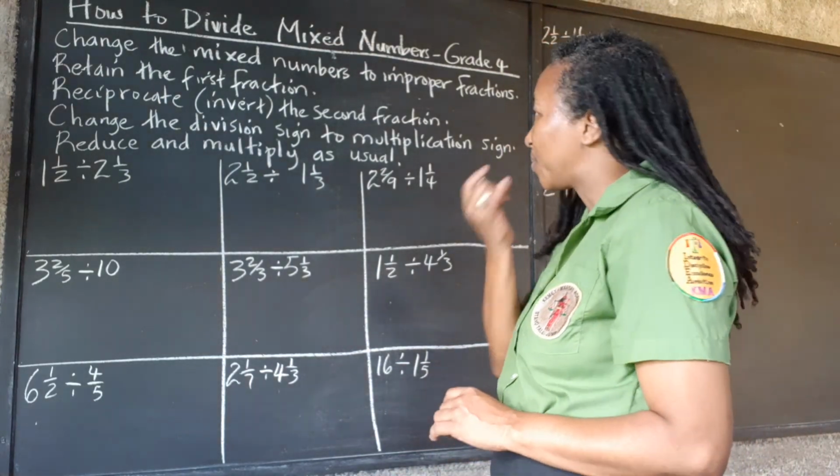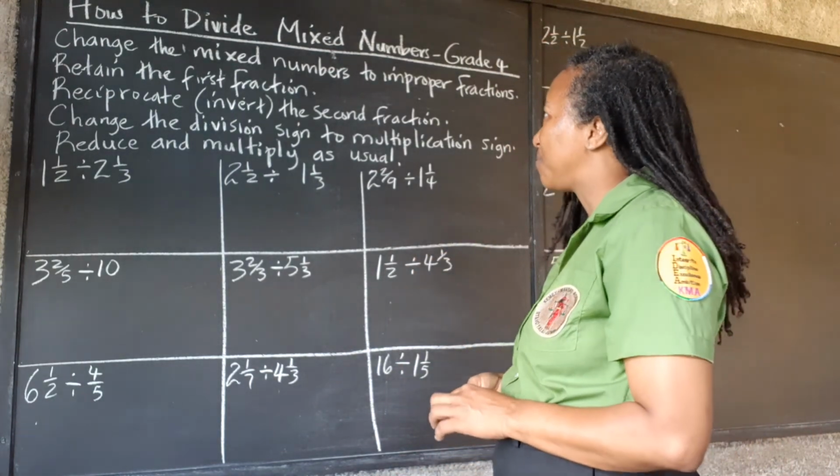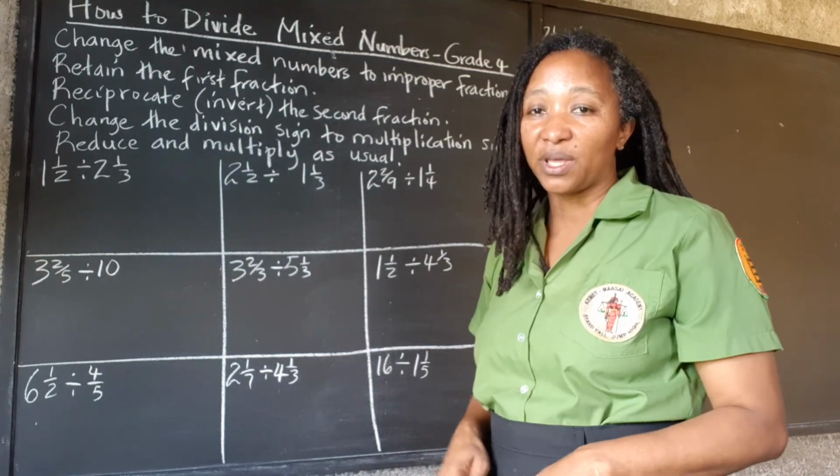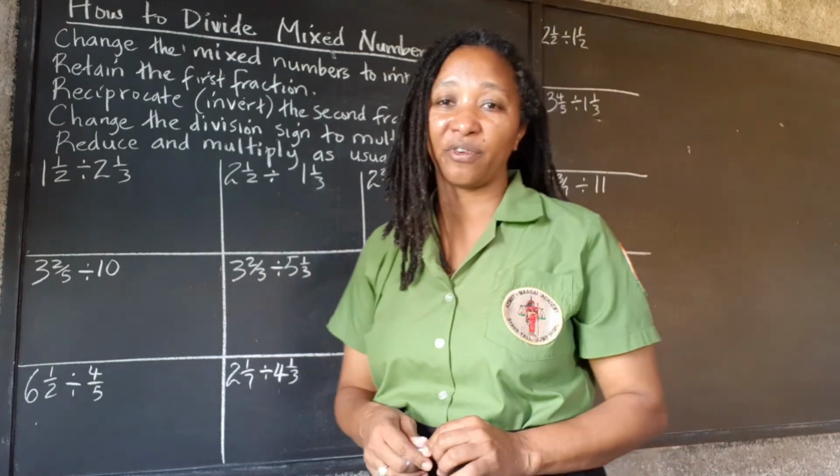How to divide mixed numbers, and this is at grade 4 level. Change the mixed numbers to improper fractions. So that's the first thing. We're dealing with mixed numbers, we change them to improper fractions.